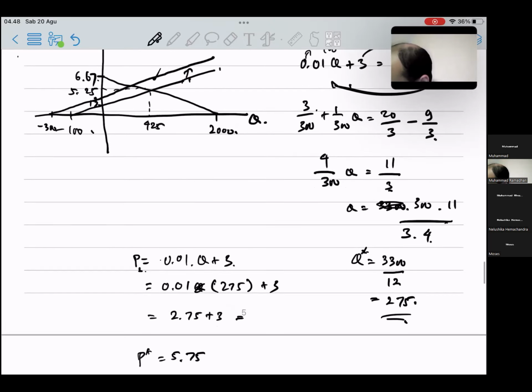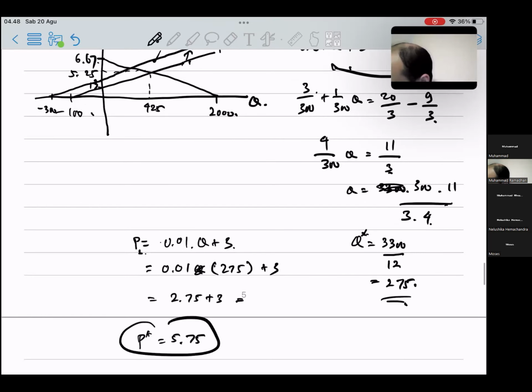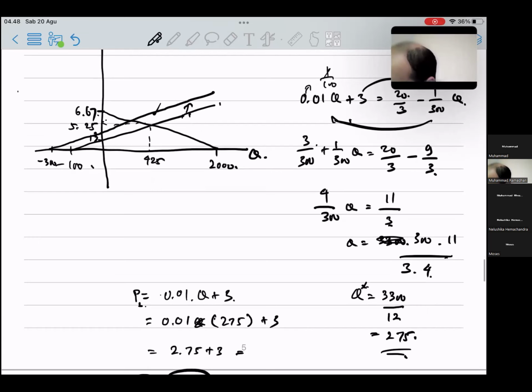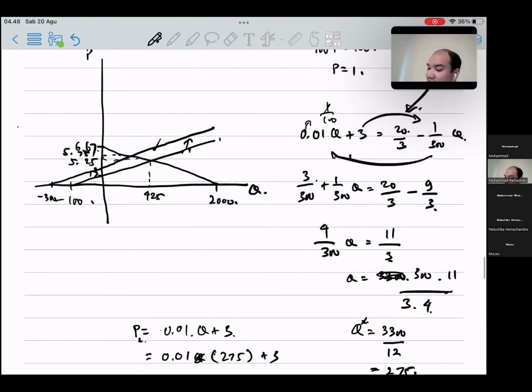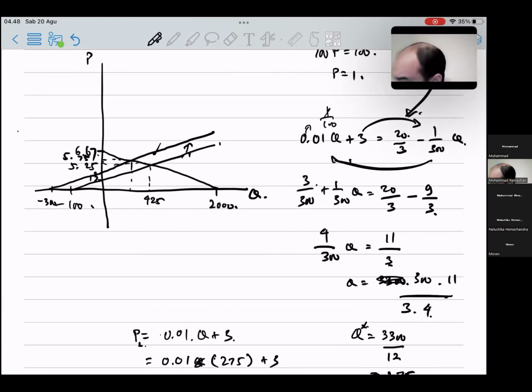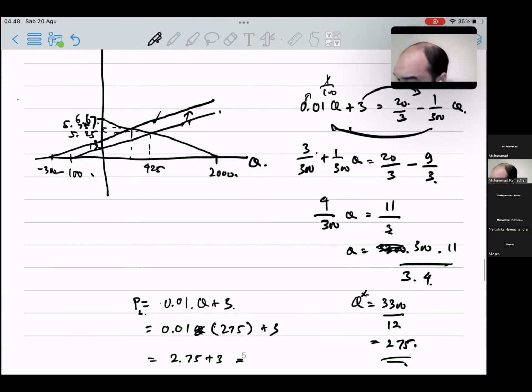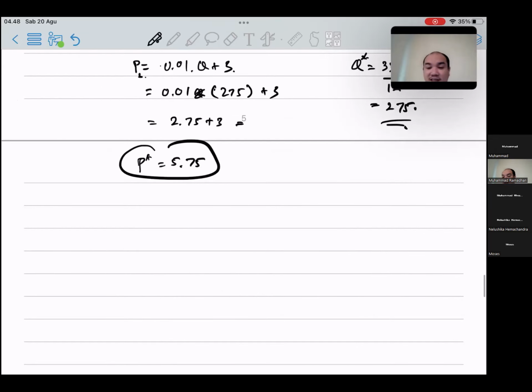So the new equilibrium P is 5.75, and the new equilibrium Q is 275. Okay, it's easy. It's one application of linear equations. Okay, is there any question up to this point?